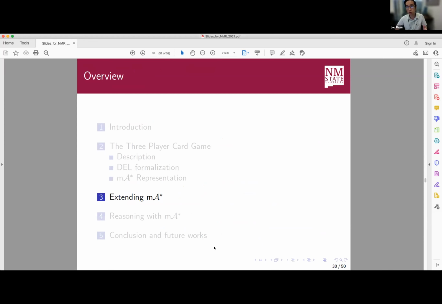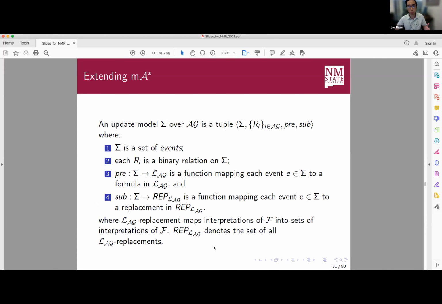Before continuing to use MA star to reason about this domain, I would like to propose some extensions for MA star to deal with this domain. The current version of MA star only considers deterministic actions, which means that when you execute one action in a world, then only one world results at the end. But we can see that in this domain, when we consider the action draw a card, this action is a non-deterministic action, because the result could be 3 possible cases.